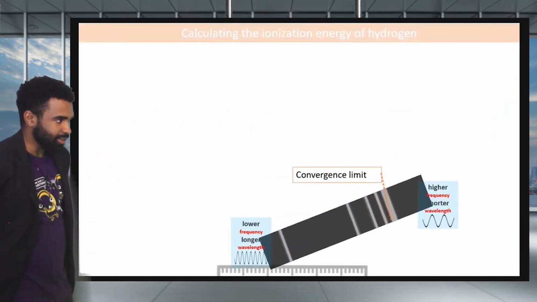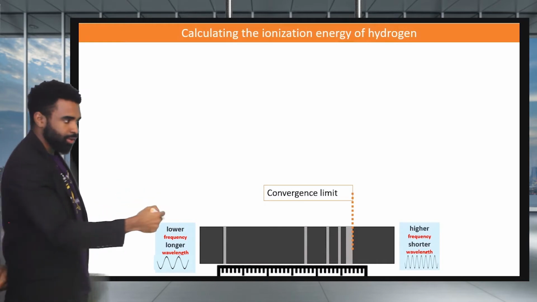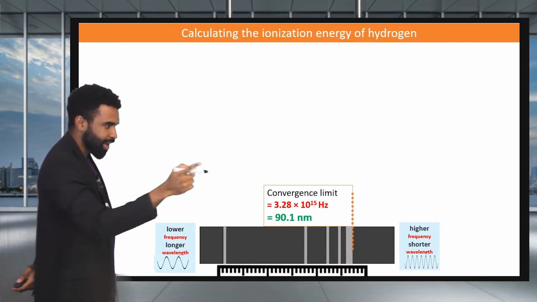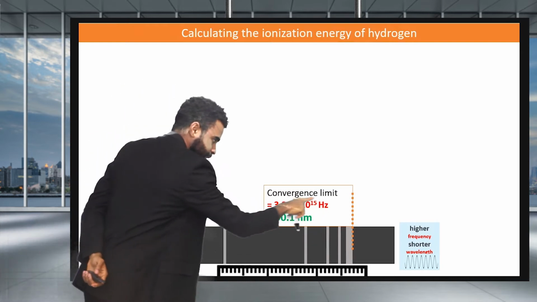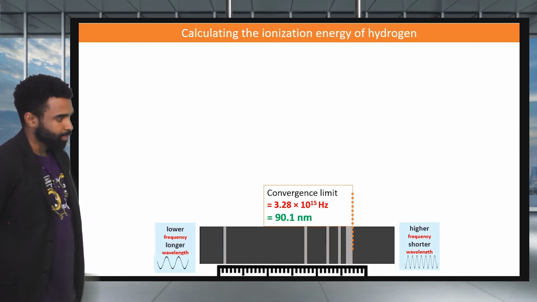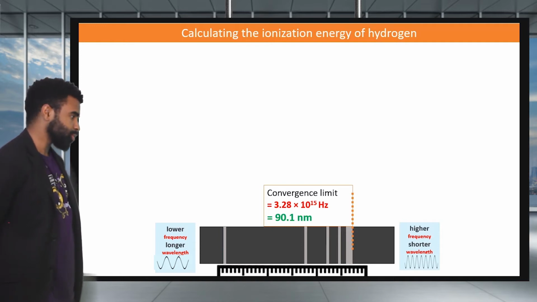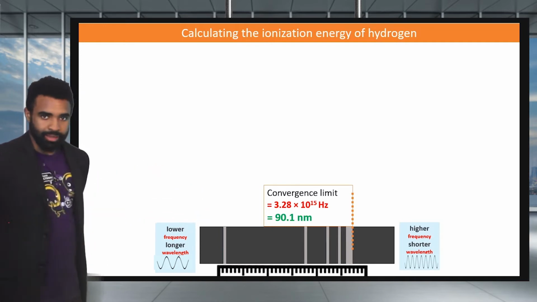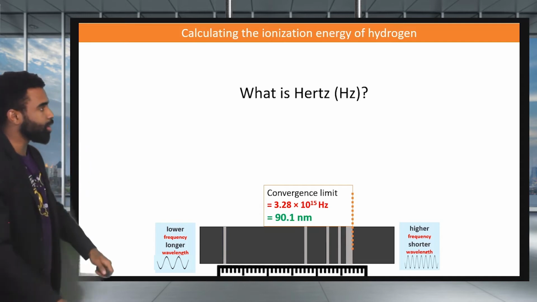We had stopped at this point, and we had demonstrated how that convergence limit corresponds to this ionization energy. But we can actually measure the convergence limit, or physicists can measure it, I can't, in terms of either the frequency or the wavelength. So the frequency of the convergence limit for the Lyman series of the hydrogen emission spectrum is 3.28 times 10^15 hertz. And the wavelength of that point is 90.1 nanometers.